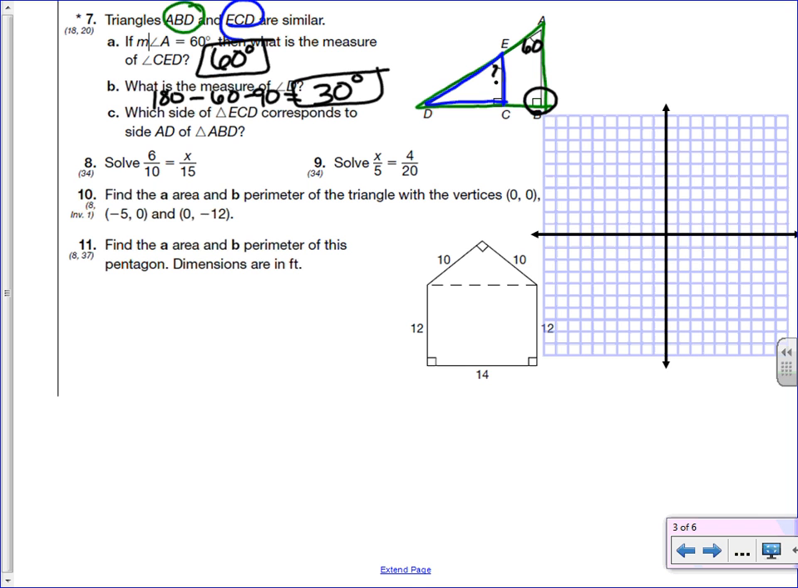Which side of triangle ECD corresponds to side AD of ABD? So here's side AD, right here. So which side in the blue triangle corresponds? Well, that's the hypotenuse of the triangle, the side opposite the right angle, and the side opposite the right angle is side ED.